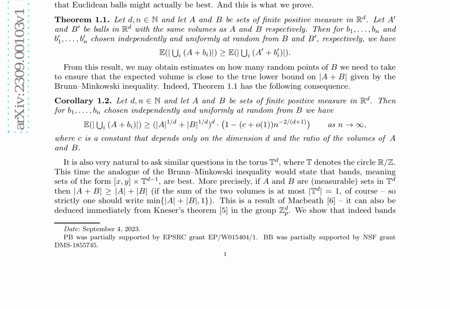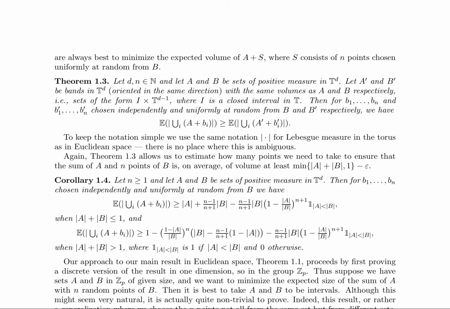The results include a theorem and its corollary, providing estimates on the number of random points needed to ensure the expected volume is close to the true lower bound given by the Brunn-Minkowski inequality. In the torus T^d, the authors tackle the problem of minimizing the expected volume of the sum of a set A and n points chosen uniformly at random from a set B.